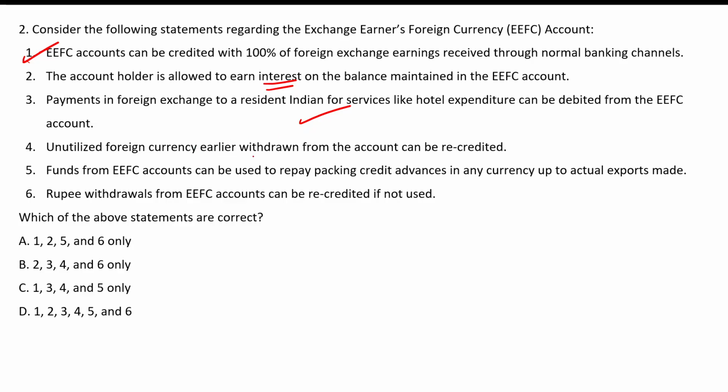Unutilized foreign currency earlier withdrawn from the account can be recredited. Foreign currency allowed. Funds from the EFC account can be used to repay packing credit advance in any currency up to actual exports made. Correct. Rupees withdrawn from the EFC account can be recredited. It cannot be recredited, so this statement is not correct. So 1 is correct, 3 is correct, 4 is correct, 5 is correct. 1, 3, 4, 5. Option C is the correct answer for this question.